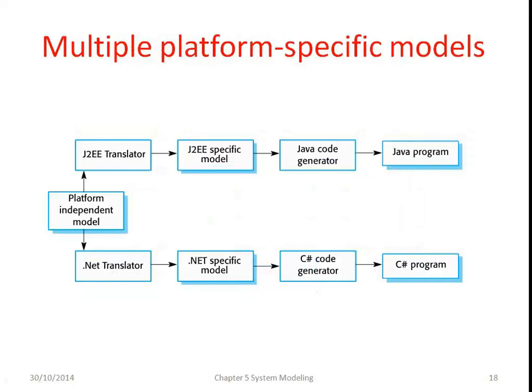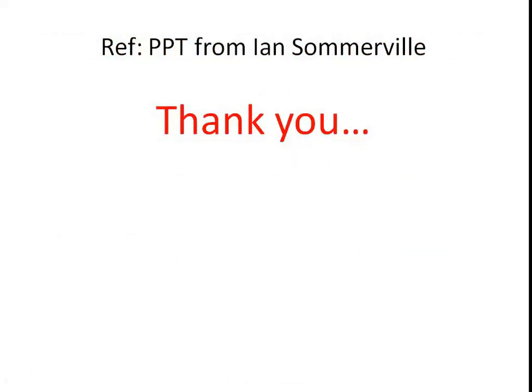Multiple platform specific models: this diagram is shown. It generates Java programs and C# programs. From the platform independent model, a J2EE translator and a .NET translator produce a J2EE specific model and a .NET specific model, then a Java code generator and a C# code generator. It generates the Java program and the C# program. So it is a multiple platform specific model. Here the multiple platforms are one Java platform and another C# platform.